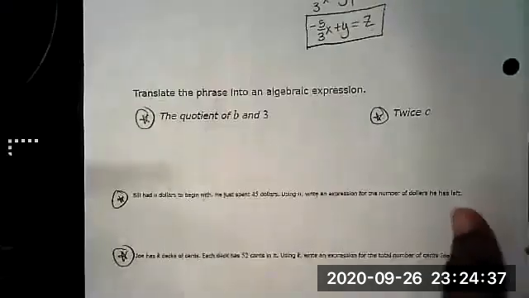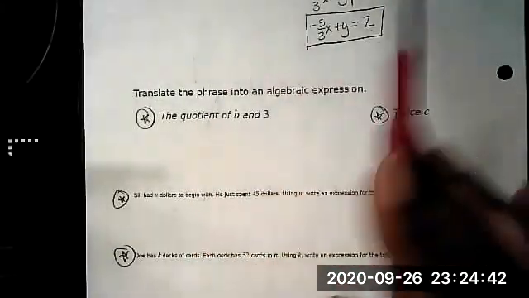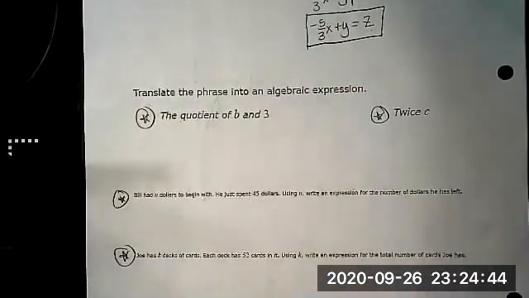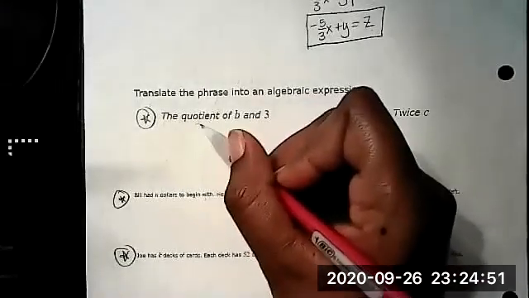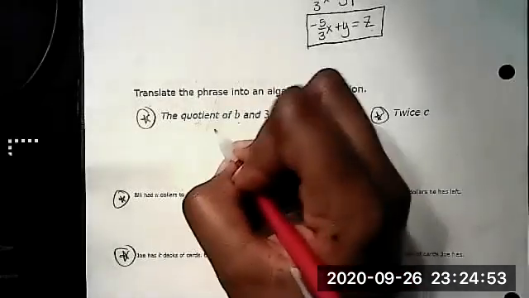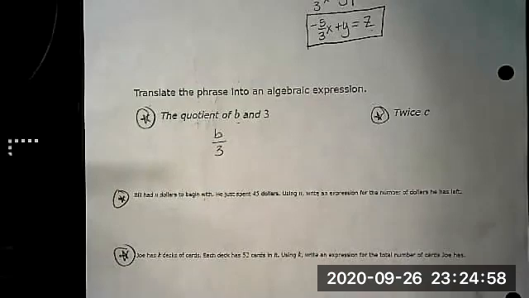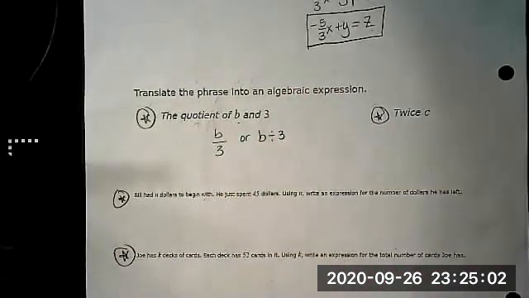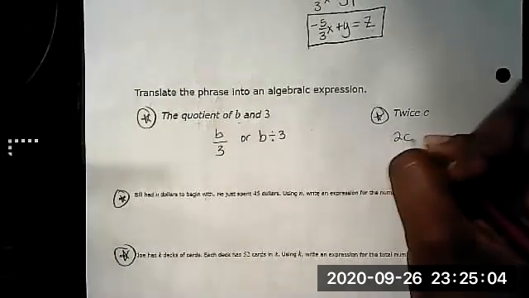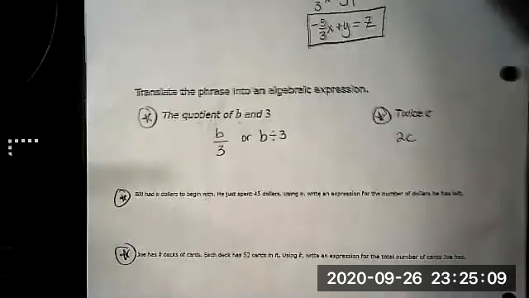Now, it wants you, for these two, to just translate the phrase into an algebraic expression. It does not want an equation. It just wants you to write it out as an algebraic expression. So for the quotient is division of b and 3, you're going to say b divided by 3 or b over 3, okay? Or you can just say b divided by 3, like that. Twice c is going to be 2C.